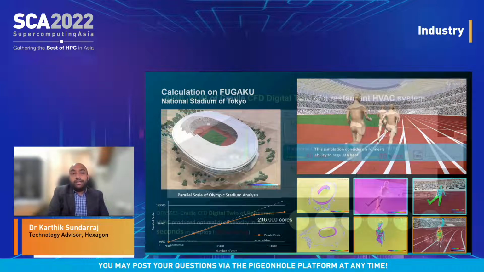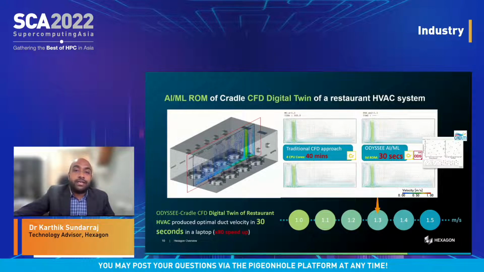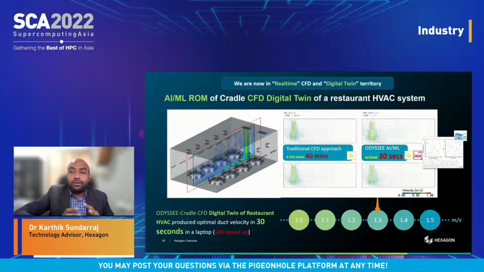Now, the advent is, of course, like I said, we are working on a simulation which is extremely time consuming. So we now want to do real-time CFD by building digital twin models. Here is an example of reduced order modeling of a simple restaurant HVAC system. We use AI/ML tools to create a digital twin of this and perform DOE-based simulation, design of experiments-based simulation.